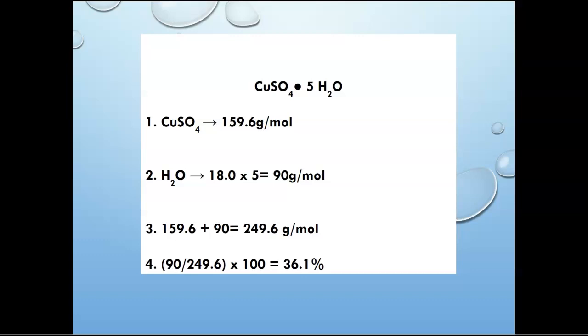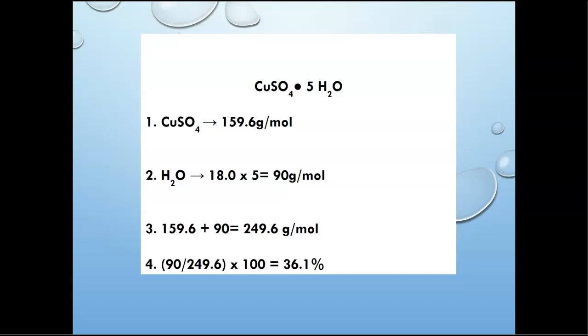Next, we find the mass of the water. Remember I said before that the molar mass of water is just going to be 18. Hydrogen is 1, so 1 times 2 is 2, plus 16 on the oxygen is going to give us 18. And then we'll multiply that by 5 because it's a pentahydrate, and that will give us 90 grams per mole. Okay, so then we're going to add those together to get the total molar mass of the compound. So 159.6 plus 90 is equal to 249.6 grams per mole.